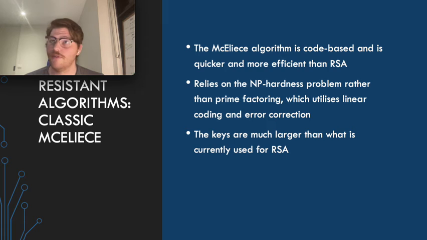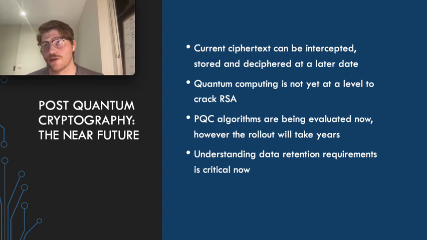Now, moving on, we need to talk about the future. Having an understanding that quantum computing is around the corner, probably 20 to 50 years away, we need to know now that our ciphertext can be intercepted, stored, and deciphered at a later date. It's also important to know that post-quantum cryptographic algorithms won't be pushed out overnight. They will take many, many years to be taken up in industry. So it's important to understand your data retention requirements and understand that you need to do as much as you can to make your current communication secure.